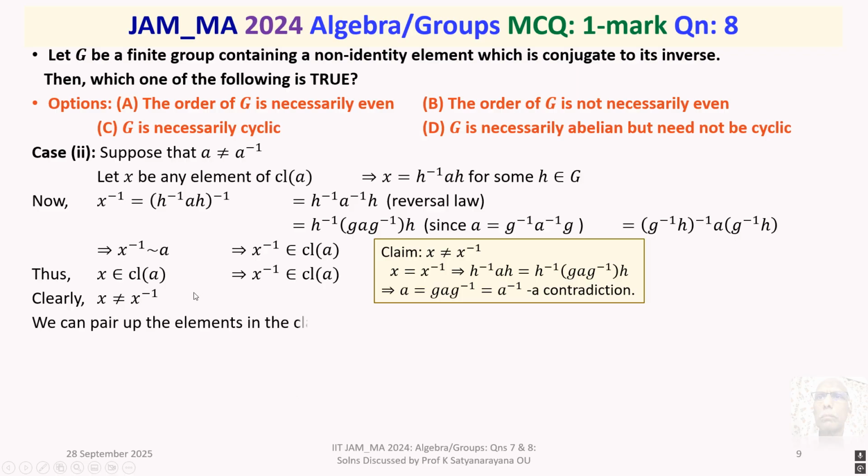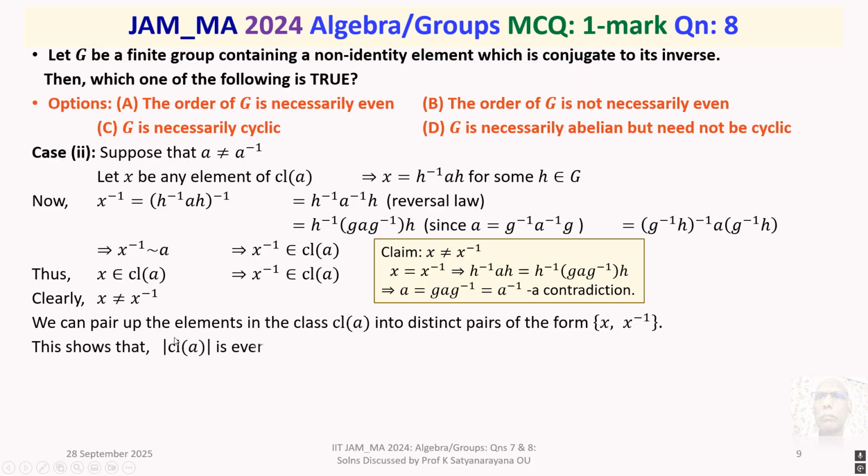So what is it that we have? X belongs to the conjugate class of A, X inverse belongs to the conjugate class of A, but X is not equal to X inverse. So that means the elements of the conjugate class of A get paired up, an element with its inverse. We can pair up the elements in the conjugate class of A into distinct pairs of the form X, X inverse. So what will be the order of the class of A? This shows that the order of the conjugate class of A is even.